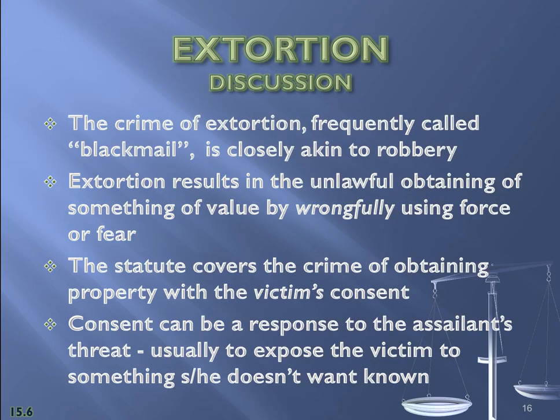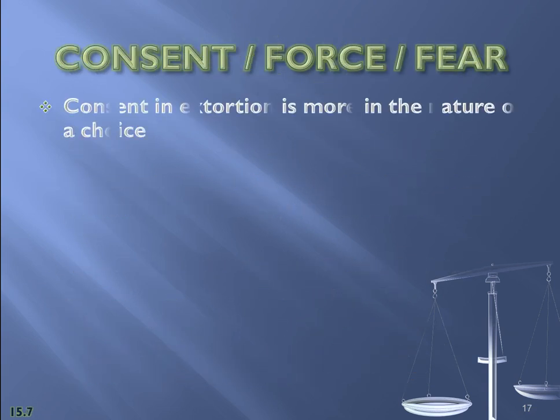The crime of extortion, frequently called blackmail, we know is close to robbery in some aspects. However, extortion results in the unlawful obtaining of something of value by wrongfully using force or fear. And the statute covers the crime of obtaining property with the victim's consent. And consent can be a response to the suspect's threat, usually to expose that victim to something that he or she doesn't want anybody else to know, which again is kind of interesting.